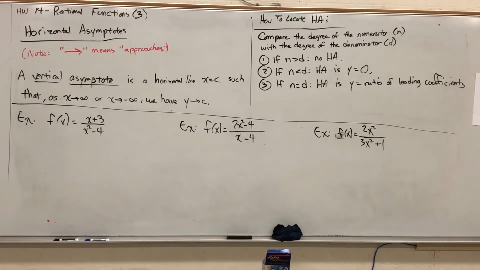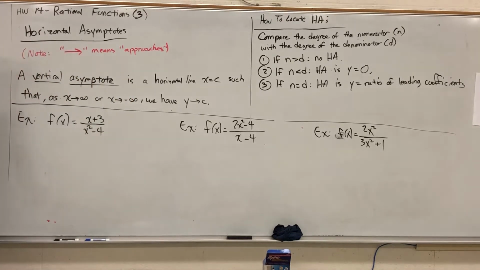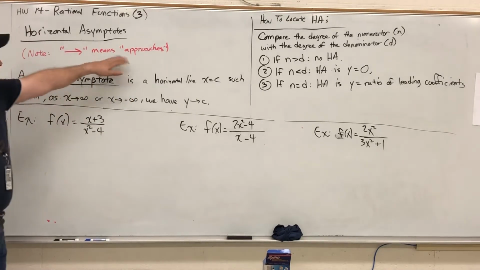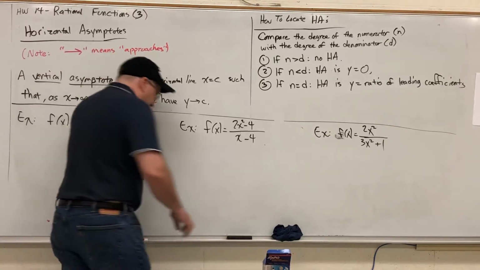Homework 14, Rational Functions, Video 3, Horizontal Asymptotes. As in the previous video, which discussed vertical asymptotes and how to locate them, we will be using an arrow to represent the word approaches. So let's start with fixing this definition.